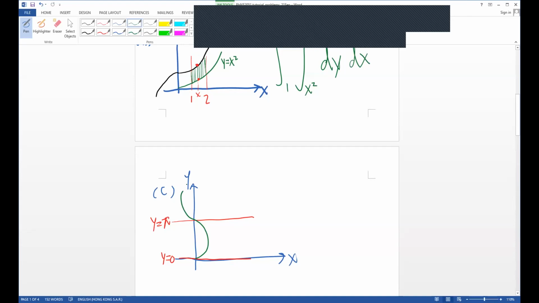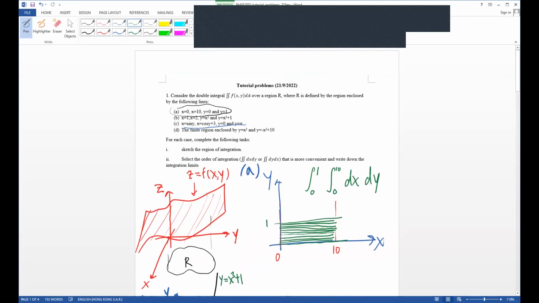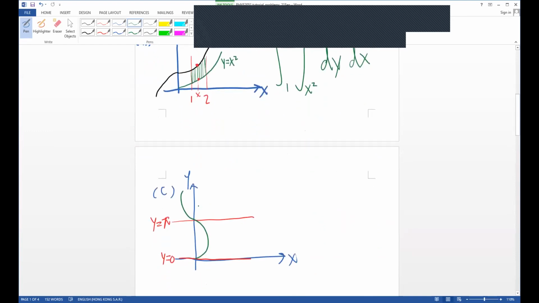And then if x equals cosine y, it's also this curve but shifted up by pi over 2, a phase shift of pi over 2. But now I have x equals cosine y plus 3, so that means I need to shift the whole cosine curve to the right. So that's why the curve will look something like this. And this is 3.